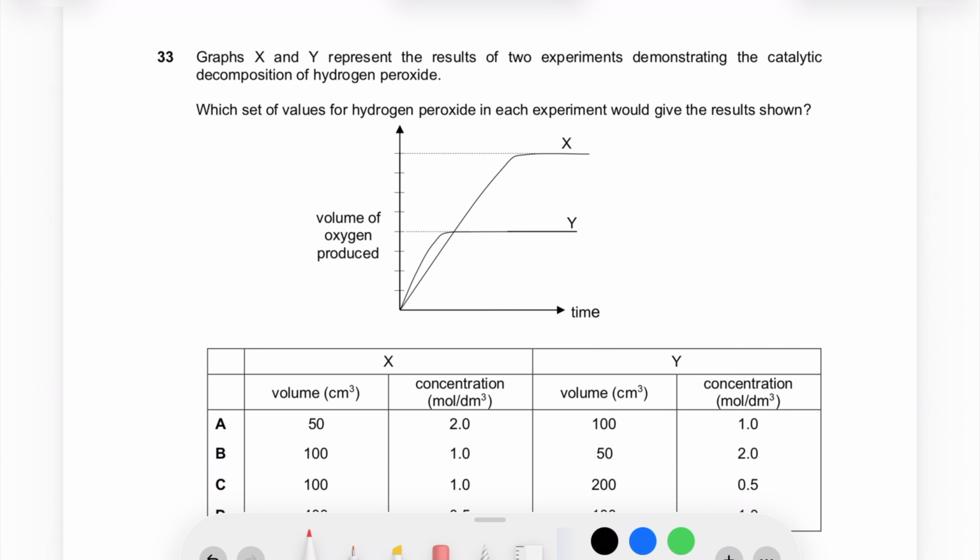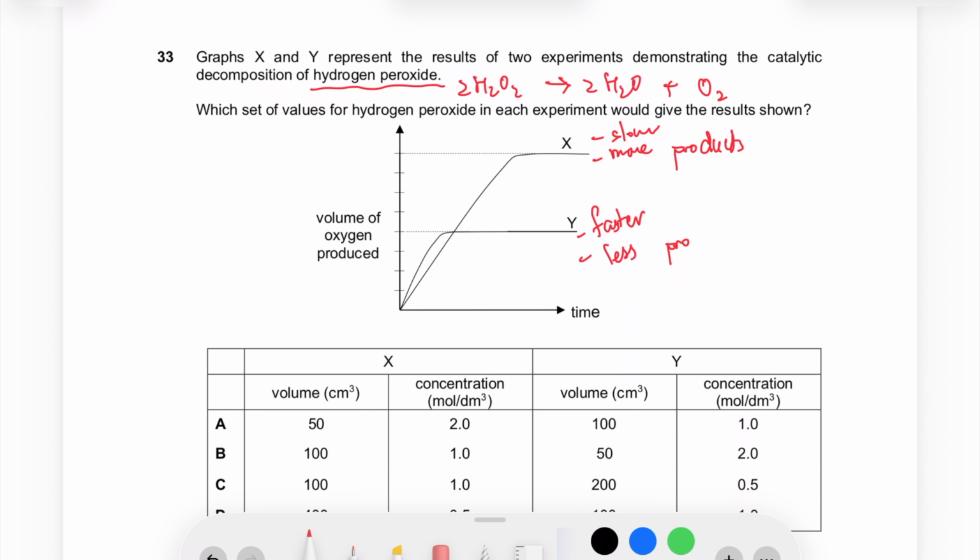Question 33. X and Y represent the result of two experiments using catalytic decomposition of hydrogen peroxide. Okay, so H2O2 to give you 2 water plus oxygen gas. Which set of values of hydrogen peroxide will give the result? So you can tell that Y is faster because the gradient is steeper, but X will give you more products. It's slower, but it has more products.